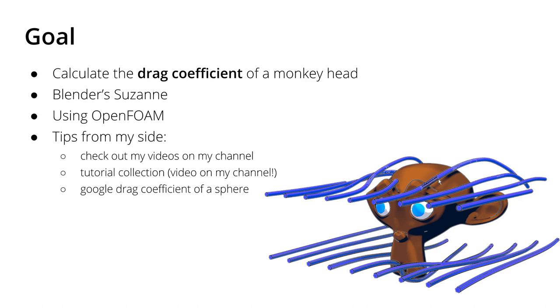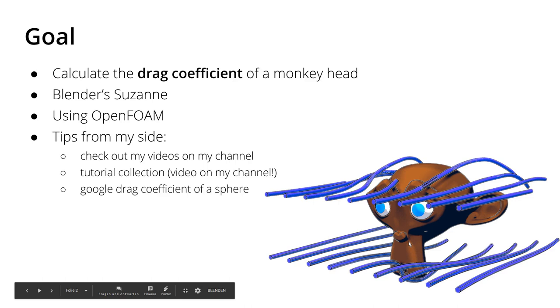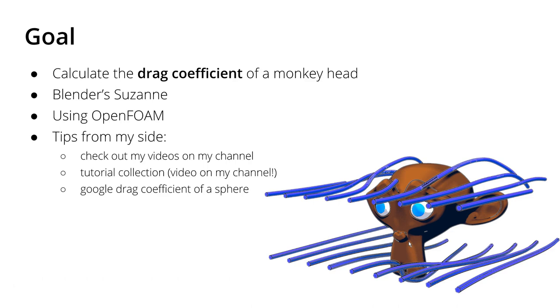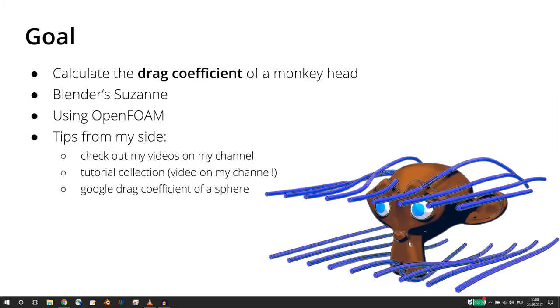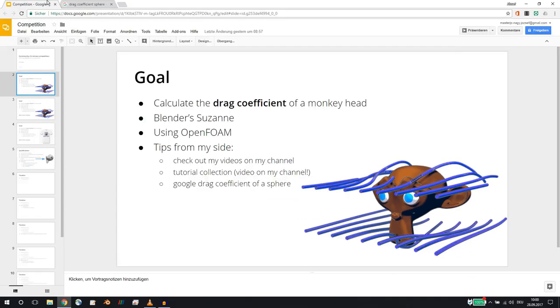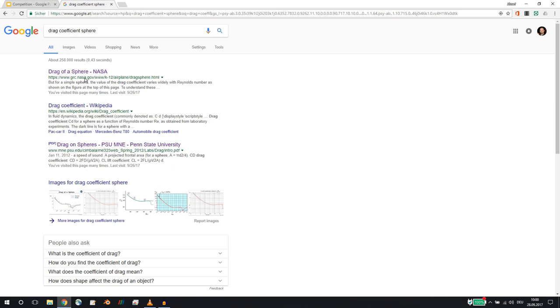Also, a very good idea is to Google the drag coefficient of a sphere. Now, why do I tell you that? Because if you take a look at the monkey head, the shape is more or less like a sphere. Of course, you have the ears and the mouth, but the best approximation is a sphere. So if I go here, I brought up Google and I Googled the drag coefficient of a sphere.